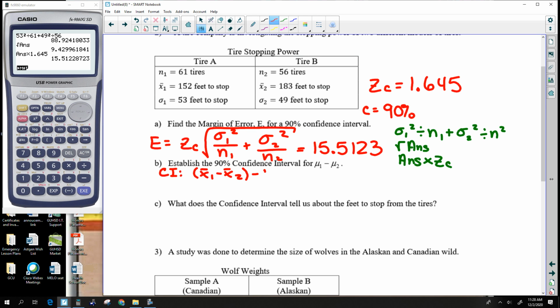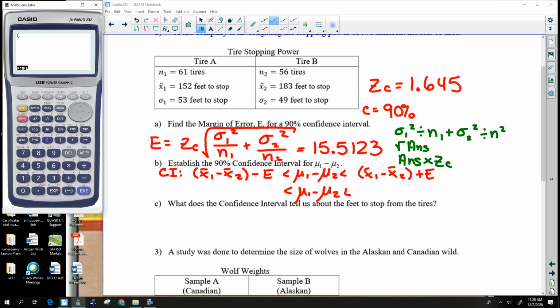2 minus E, which is less than mu 1 minus mu 2, which is less than x bar 1 minus x bar 2 plus E. This middle part of mu1 minus mu2 stays exactly that, and we just find the answers to the two sides. So the left-hand side is going to be x bar 1 minus x bar 2 minus E.